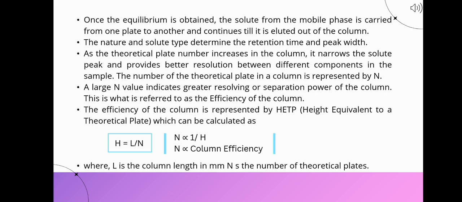The efficiency of the column is represented by HETP, that is height equivalent to a theoretical plate. This is the length of the column divided by the number of theoretical plates. A lower HETP indicates better separation efficiency as it suggests more equilibrium stages per unit length. Its formula is H equals L upon N, where N is directly proportional to 1 upon H, and N is directly proportional to the column efficiency.